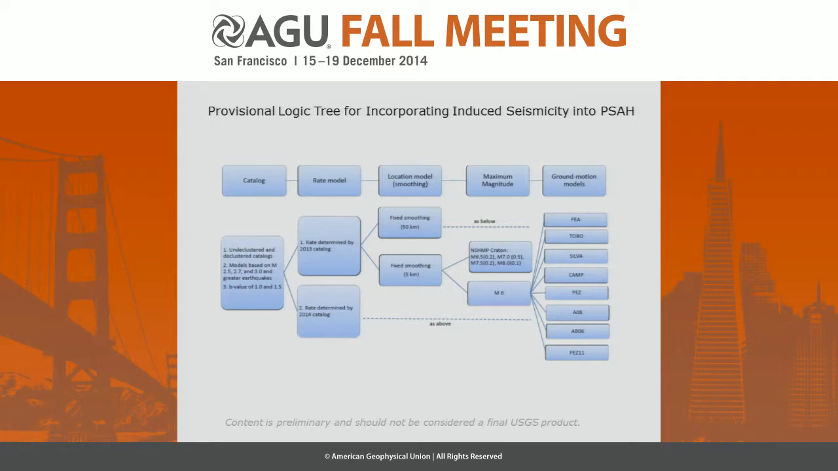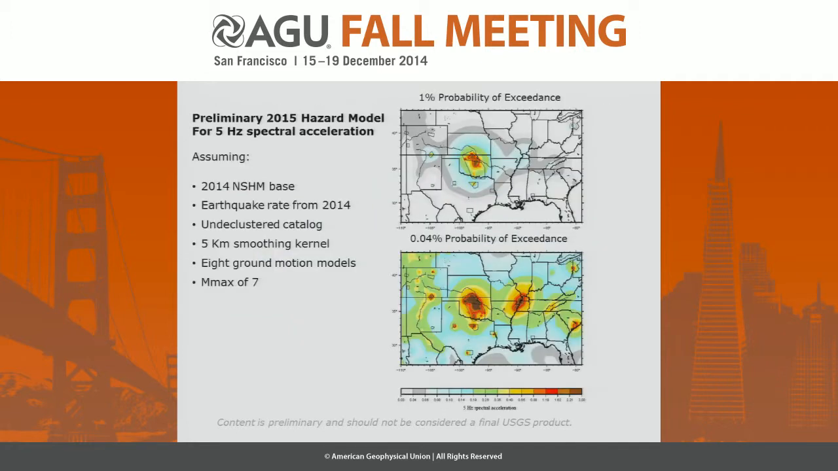So I'm going to show you a couple of maps of ways of displaying this information. These are maps that Chuck Mueller just made this past week, so they are really hot off the press. So this map, again, assuming the 2014 base for the background, earthquake rates from the earthquake rate increase in 2014, the undeclustered catalog, the short smoothing kernel, and all of these ground motion models.